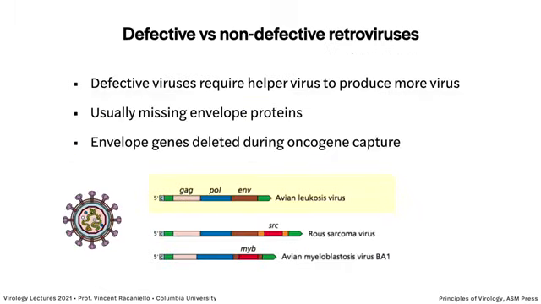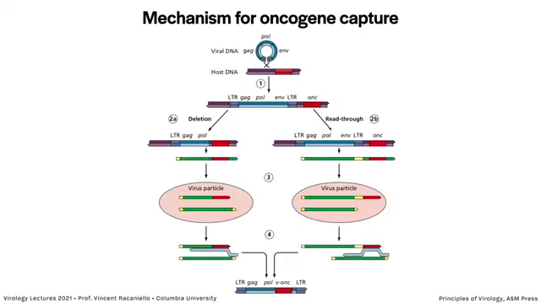And so let me just emphasize this idea of defective versus non-defective retroviruses. A defective virus, you need a helper. So if you want to grow up avian myeloblastosis virus BA1, it won't grow on its own. It doesn't have envelope. You need to co-infect with the parent ALV virus. And as I said, these are usually missing envelope proteins, but they can miss other proteins as well. And this occurs during oncogene capture. So let's talk about how that works. How do these viruses capture an oncogene?